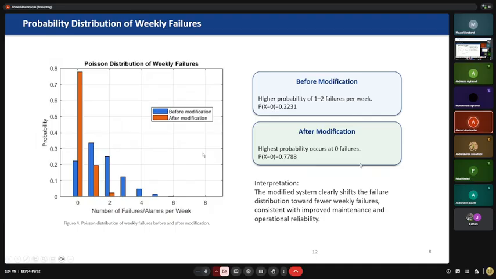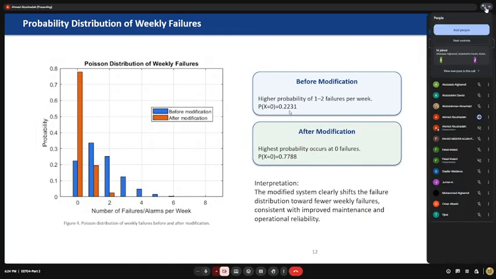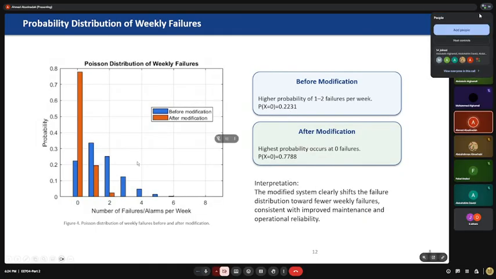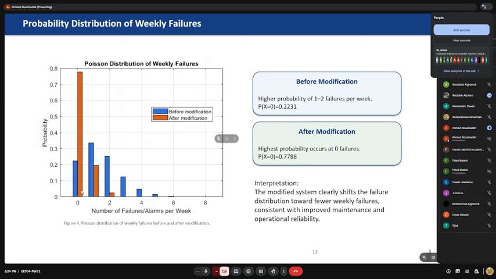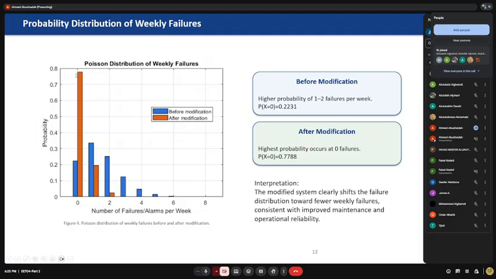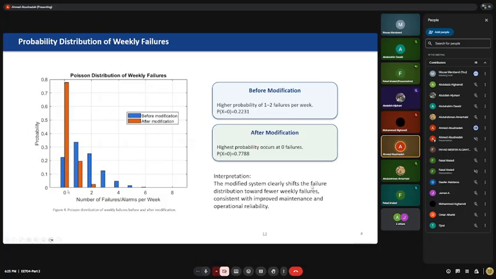And here we can see the Poisson distribution of weekly failures. Before modification, there is a higher probability of 1 to 2 failures per week, which is around 22%. After modification, the highest probability occurs at 0 failures. We can see here the red line, which shows a high probability of having zero failures after modification.